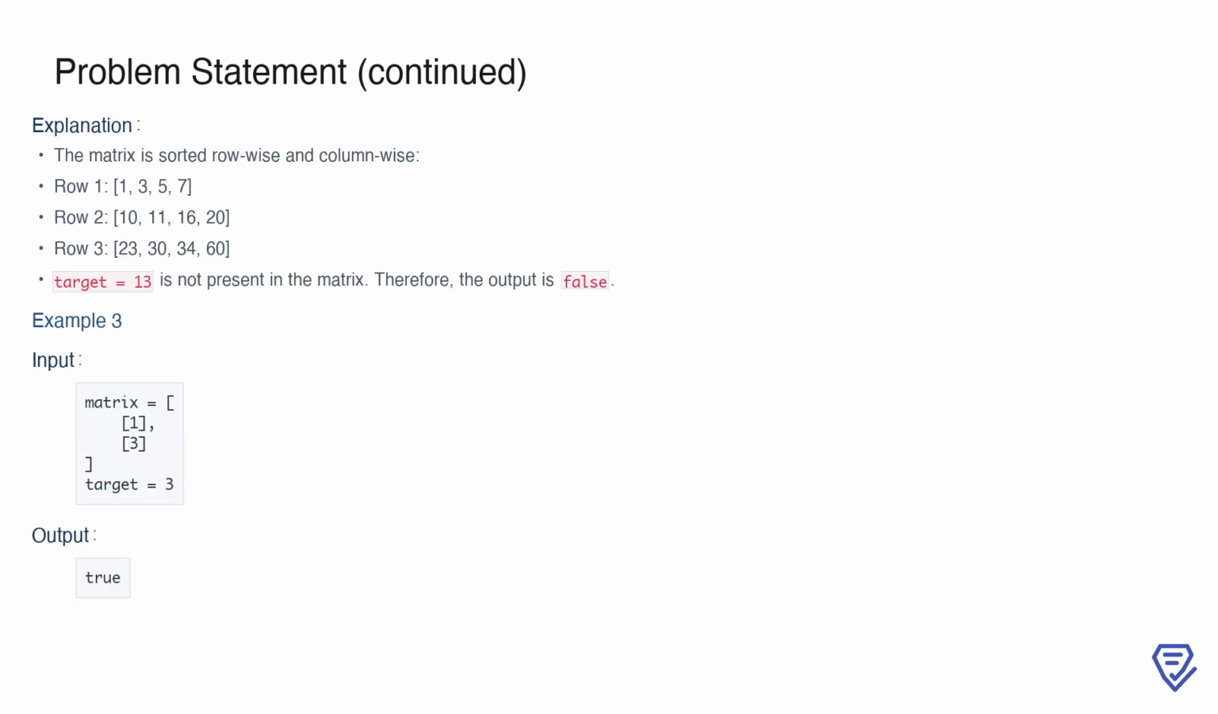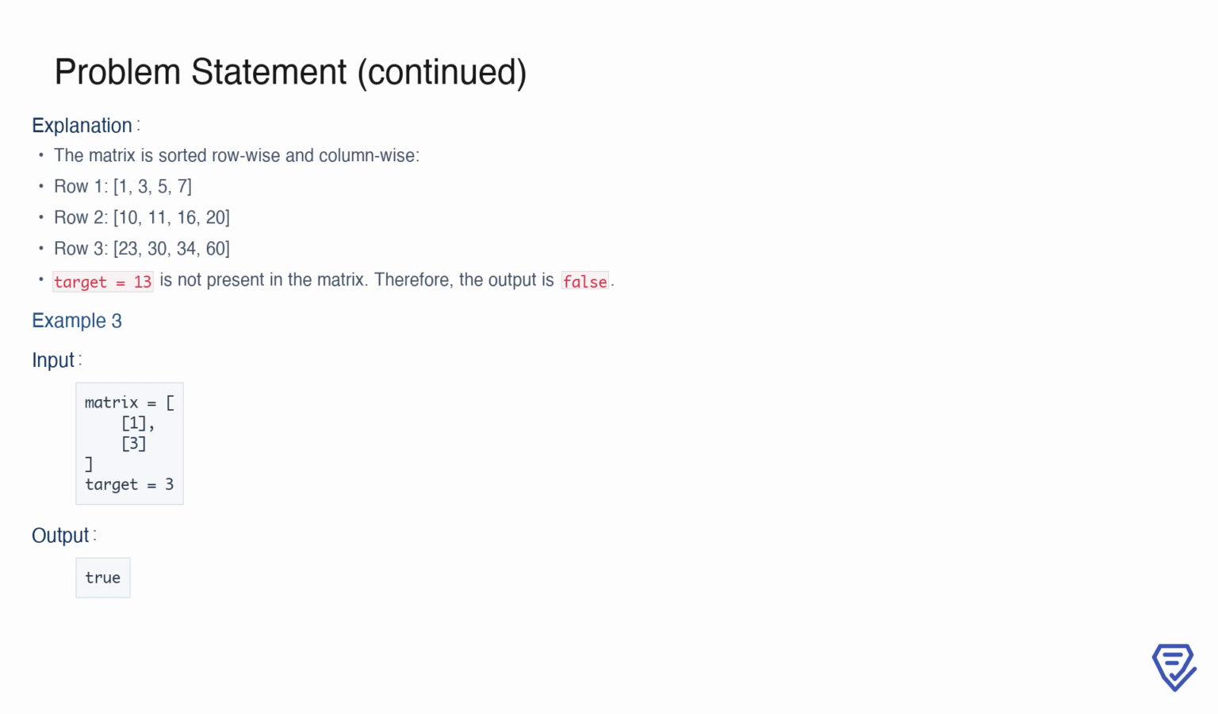To elaborate on why the output is false for the second example, we can again examine the rows of the matrix. The integers in row 1 are 1, 3, 5, 7, row 2 contains 10, 11, 16, 20, and row 3 contains 23, 30, 34, 60. The target value of 13 does not appear in any of these rows, so the function correctly returns false.